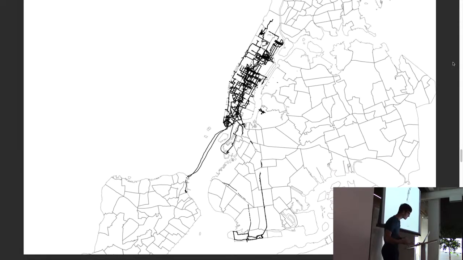Yes, so this is it. This is my actual visualization from the tracking. So you can see I was in Coney Island once, I was in Staten Island, that was kind of fun. I did the IKEA tour, which was really fun. Williamsburg is fun.